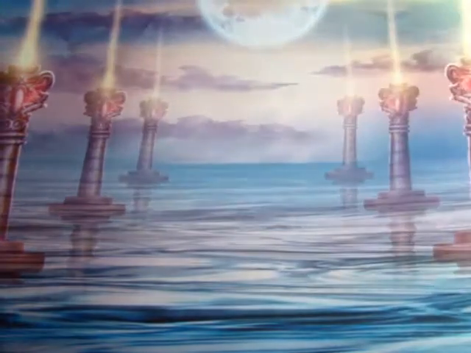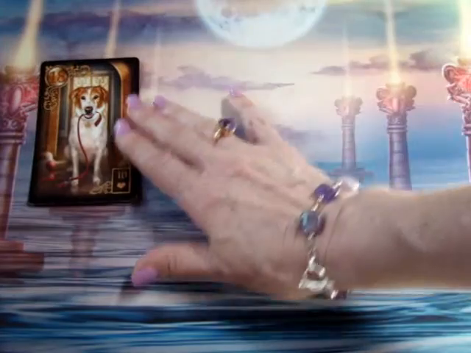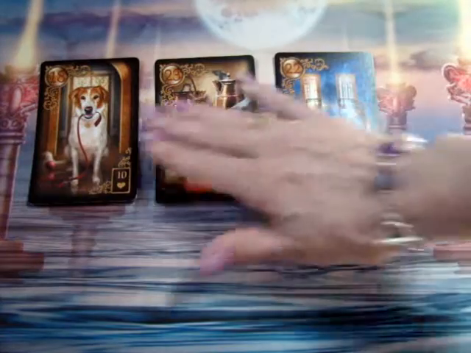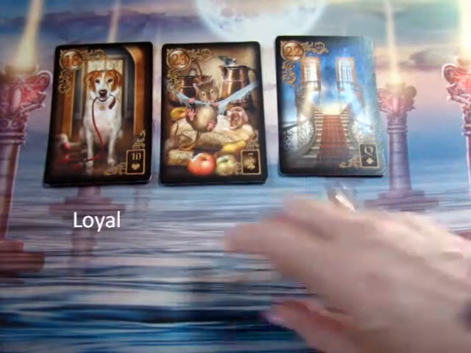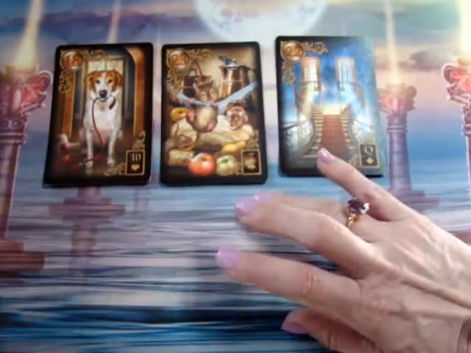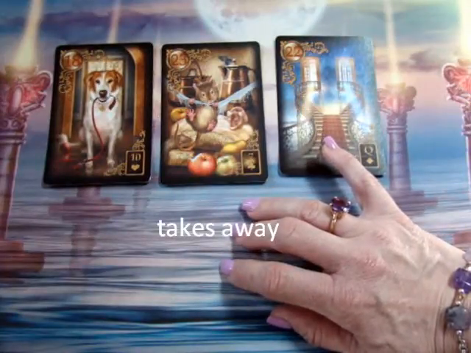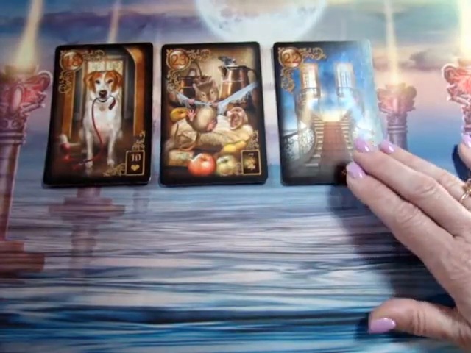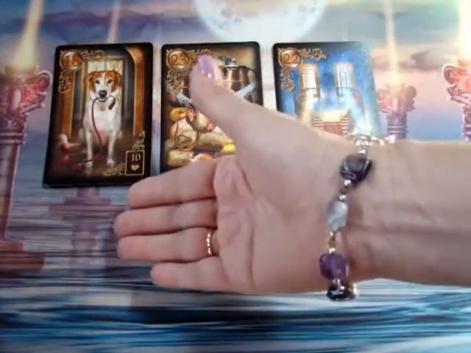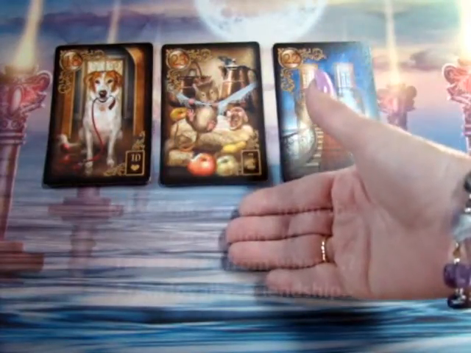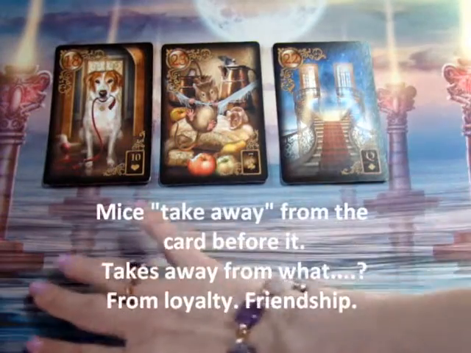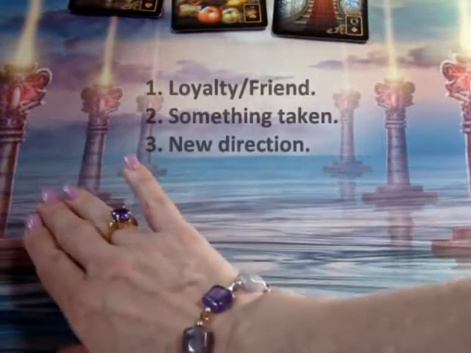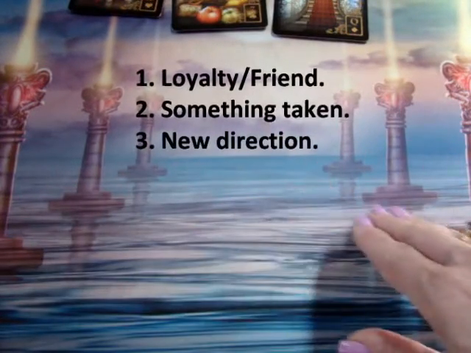Now, if we were to take another set, let's turn these into words. Dog, mice, path. Dog is loyal or friend. Mice is thief or takes away. Path: splits, separates, new direction. So if you put this into a story: friend, take away, new direction. Think of how you would do this. You don't even need the cards to do it. Just take the words. All you need is the words friend, take away, new direction.